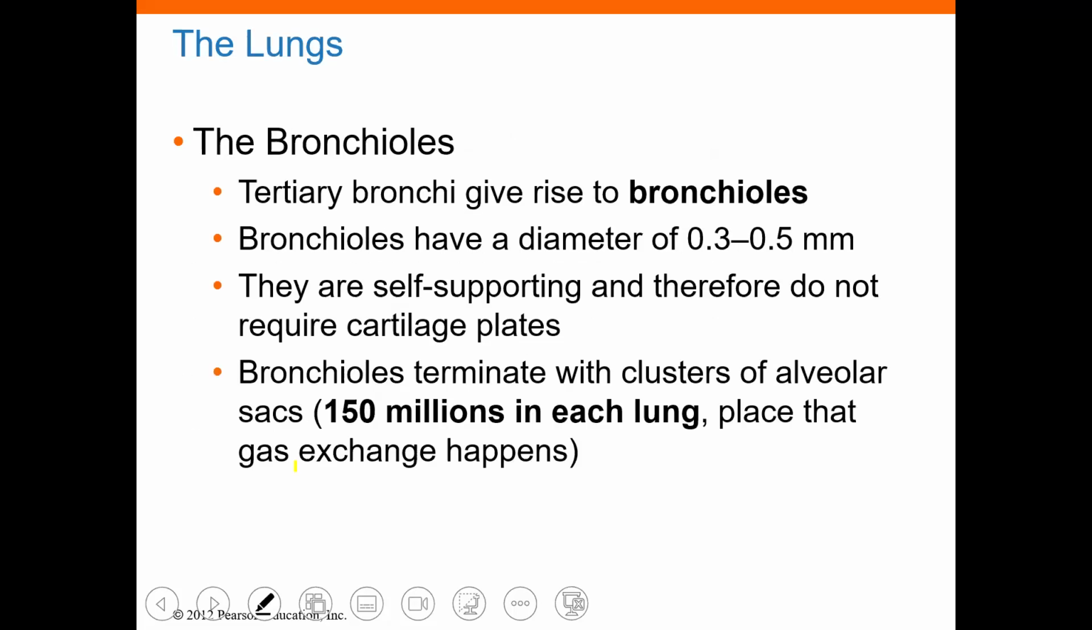The tertiary bronchi give rise to the little tiny bronchioles. They're self-supporting and don't require cartilaginous plates. Bronchioles terminate with clusters of alveolar sacs or alveoli, and there are 150 million in each lung, and that is the place where the air exchange happens. This is what it's all about. This is where the air exchange happens in the lung. It's the alveolar or alveoli air exchange.